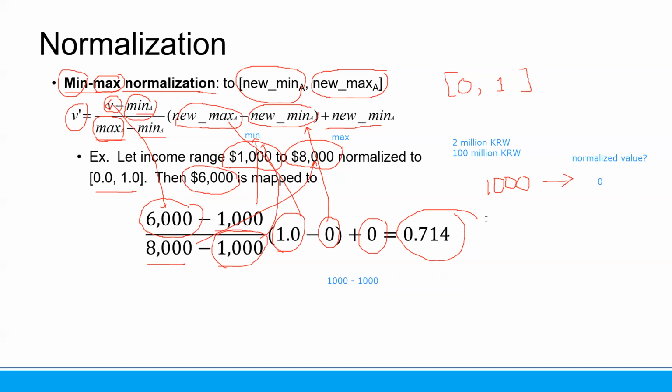What is the normalized value of 8,000 with this range? Okay, that's correct. If 8,000, then we will have the normalized value 1 because it is the maximum. 8,000 minus 1,000, and then 8,000 minus 1,000, so we have 7,000 divided by 7,000, which is equal to 1. So you can know that if it is the minimum, it will be 0, and if it is the maximum, it will be 1.